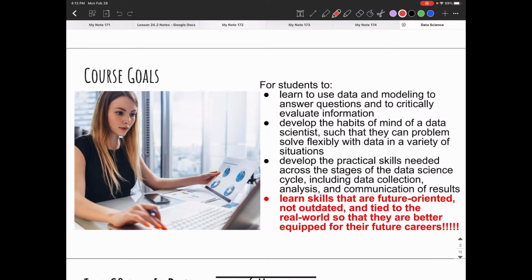The goals of this course are for students to learn to use data and modeling to answer questions and to critically evaluate information. For students to develop the habits of mind of a data scientist such that they can problem solve flexibly with data in a variety of situations. For students to develop the practical skills needed across the stages of the data science cycle, including data collection, analysis, and communication of results. And finally, most importantly, for students to learn the skills that are future-oriented, not outdated, and tied to the real world so that they're better equipped for their future careers.